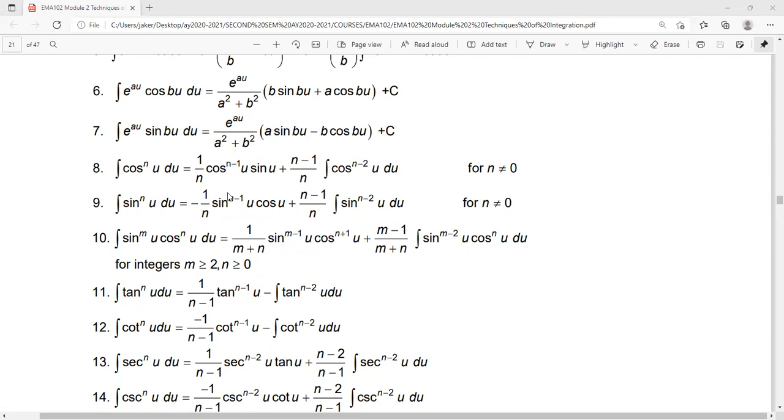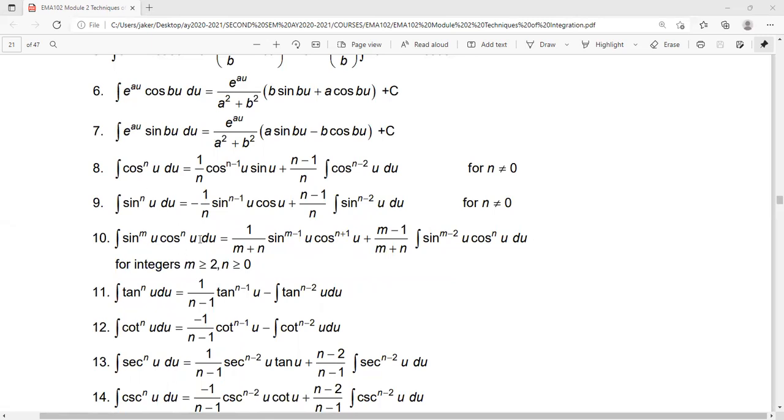Now, these are ready-made formulas. Some formulas, class, have limitations. So, in this case, n should not be equal to 0. And n here also should not be equal to 0, because if it's 0, automatically that would be 1.